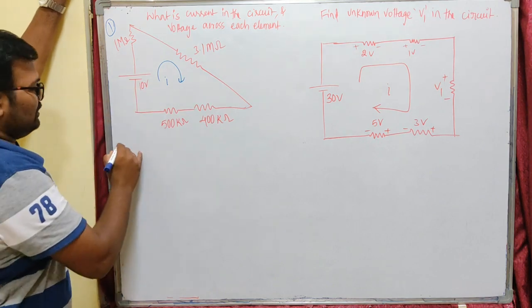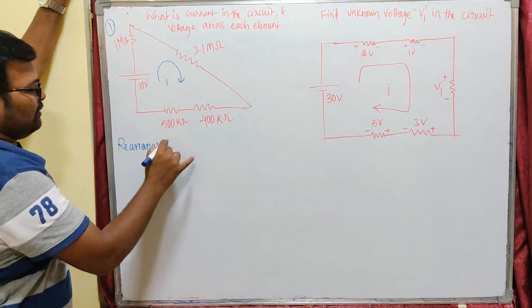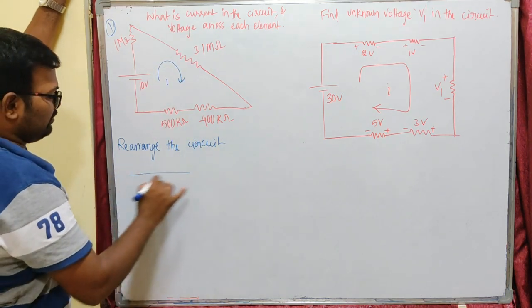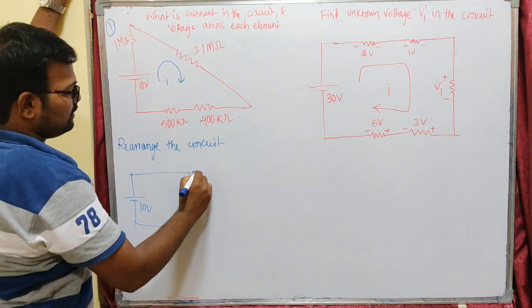You can rearrange this circuit actually. So I am going to rearrange the circuit. If you have any problem with this circuit, you can rearrange this into a series network of resistors and a voltage source. Okay, I am going to rearrange this. This is 10 volts, and this is 1 mega ohm.